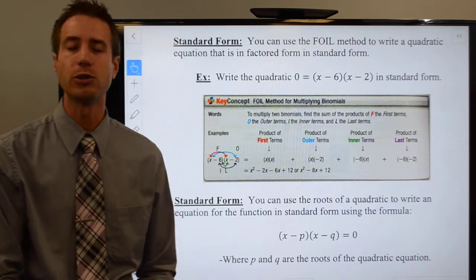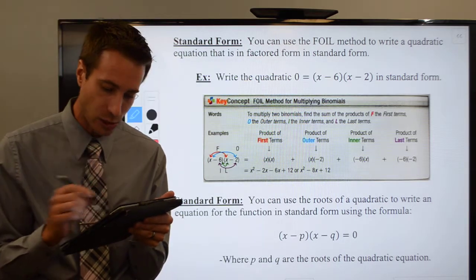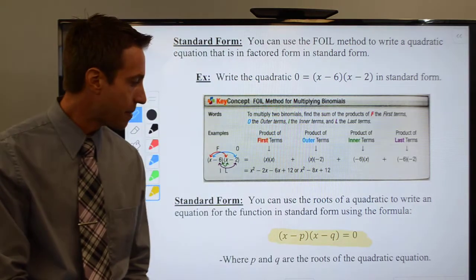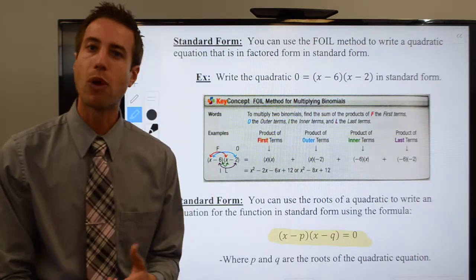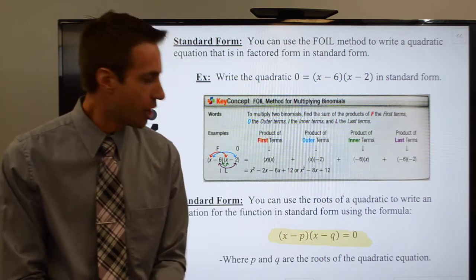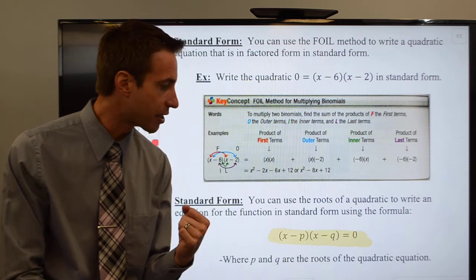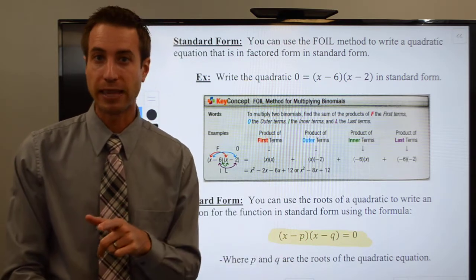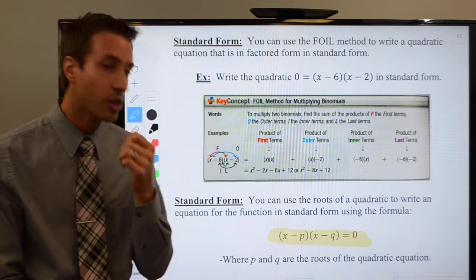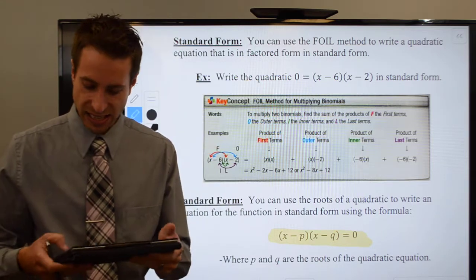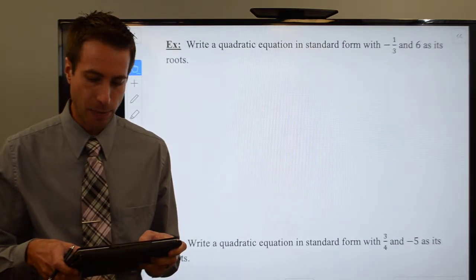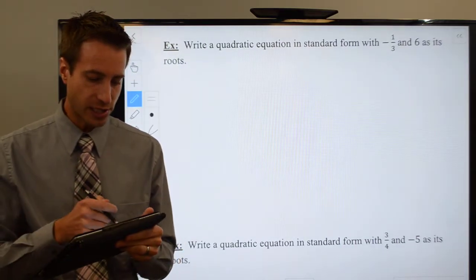The formula that we're going to use to help us with this is this one right here. P and Q represent the roots or the solutions to the quadratic. You'll plug those roots in for P and Q, FOIL it out, combine like terms, and you'll have your quadratic equation in standard form. So let's try one of these and see what it looks like. On the next page of the notes I've got a couple of example problems, so let's run through each one to see how these work.